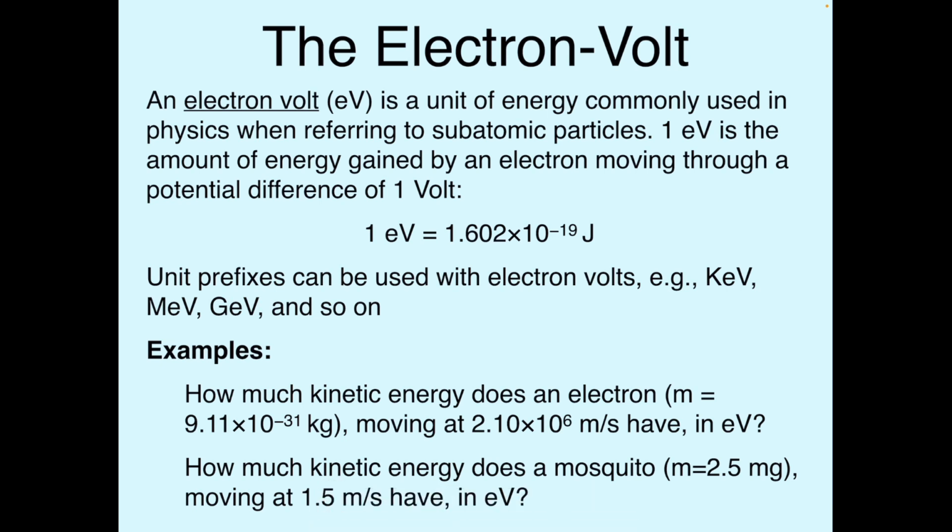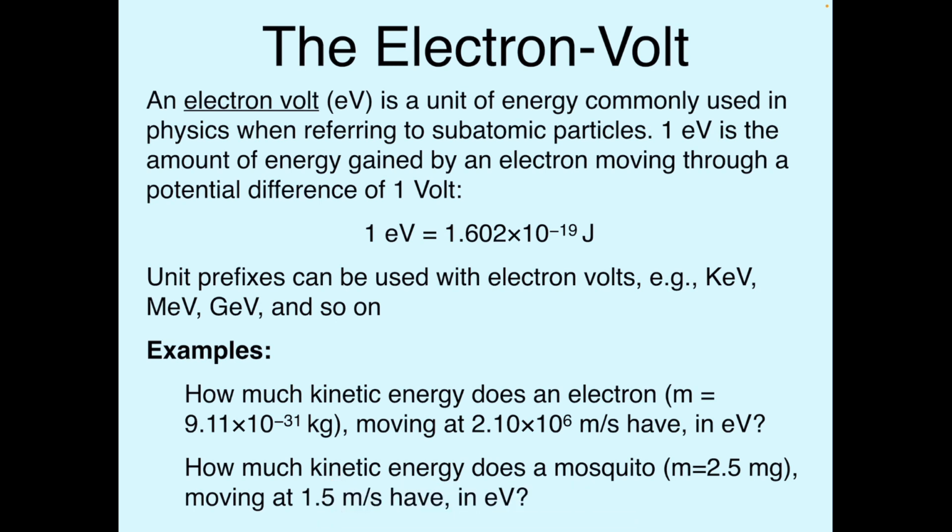So we can always attach the unit prefix. Let's do a few examples where we use this unit. So first example is, how much kinetic energy does an electron have if it's moving at 2.1 × 10^6 meters per second? So we're going to calculate this in units of eV. The mass of an electron is given here. It's 9.11 × 10^-31 kilograms.